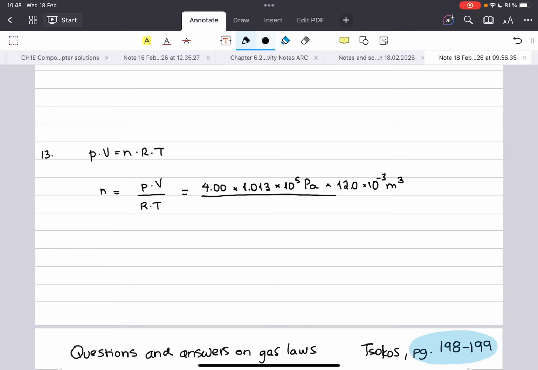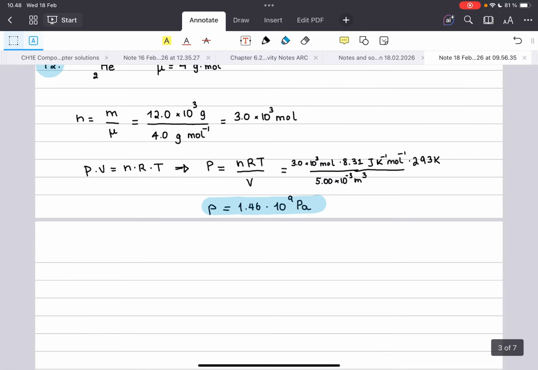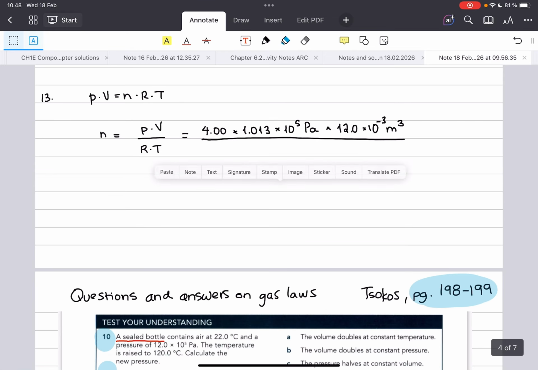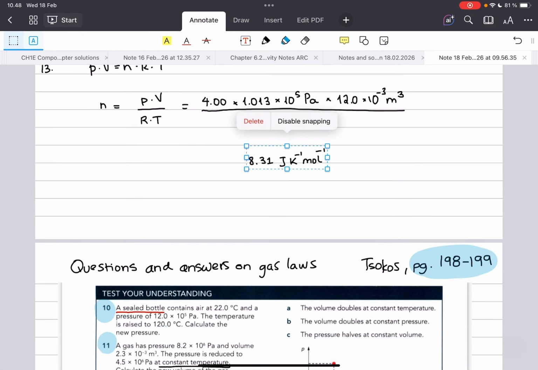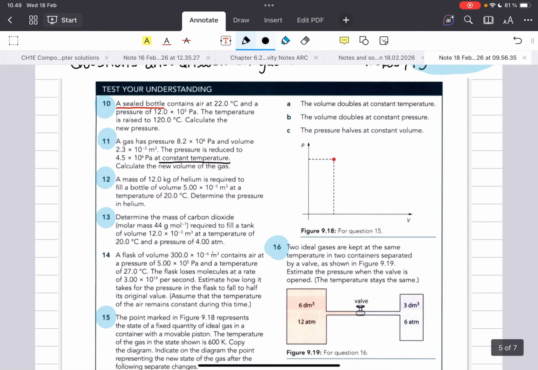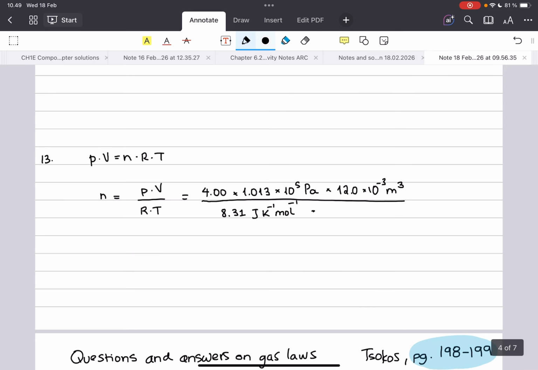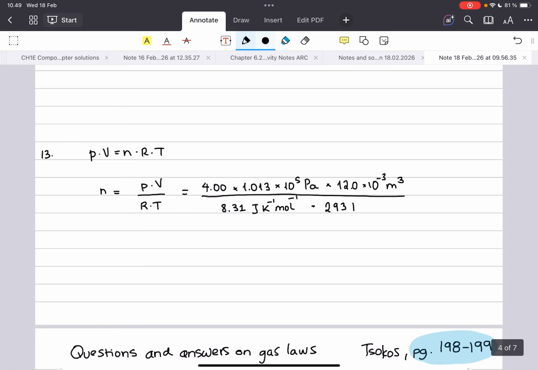And you divide by the gas constant. I'll take the gas constant from here. A little bit lazy, but it's fine. There you go. Times the temperature. The temperature was 20 degrees. So in Kelvin, 293 Kelvin. And the number of moles is 1.998 mole. That's what you will get, right?